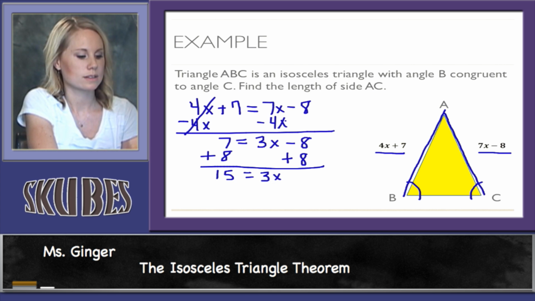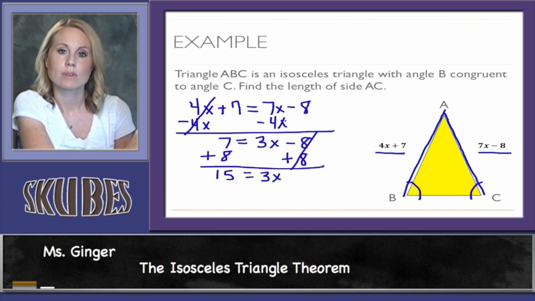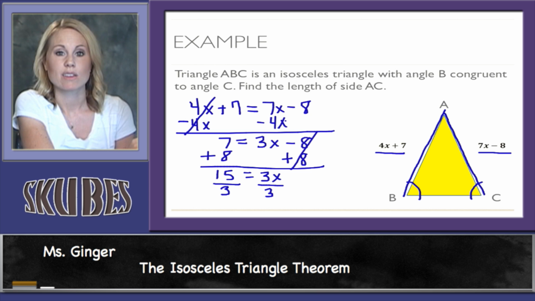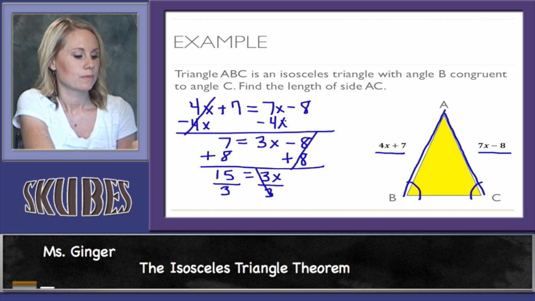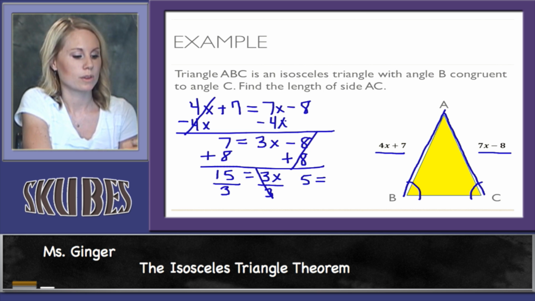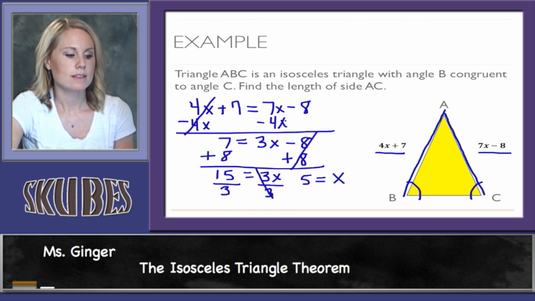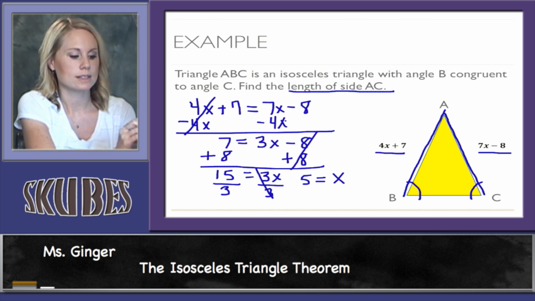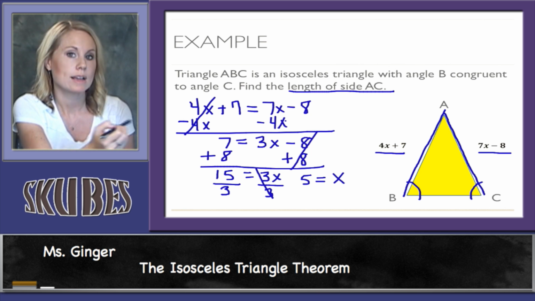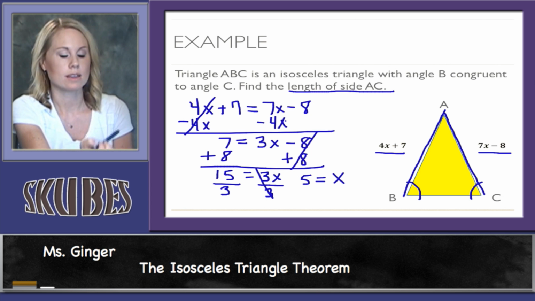15 equals 3x. That's going to add up to 0 there, so I'm going to mark that out. And I still don't have x totally by itself, but I can get it to be isolated by dividing away that 3, both sides. So now I have x equals 15 divided by 3, and that'll give me 5. But look at the question. Find the length of side AC. Have we answered the question yet? No, we found the value for x, but what are we going to have to do to find that length?